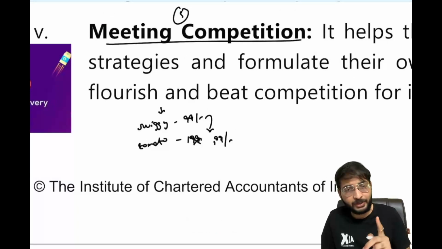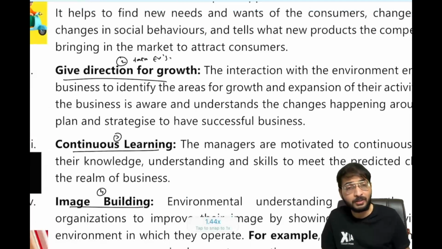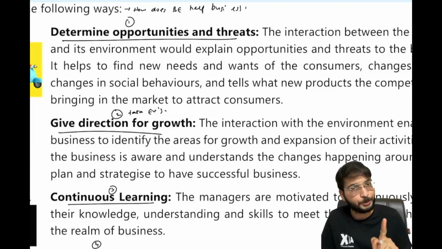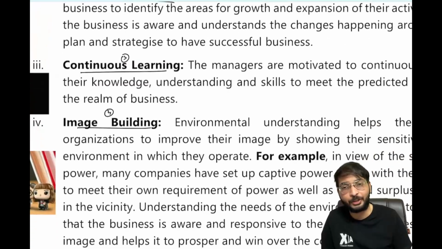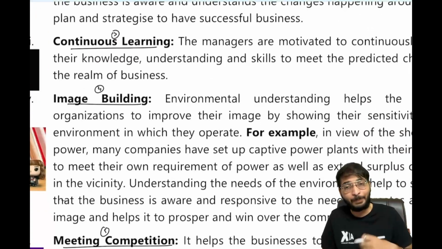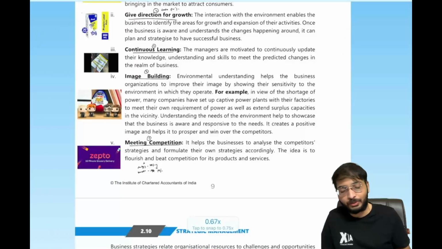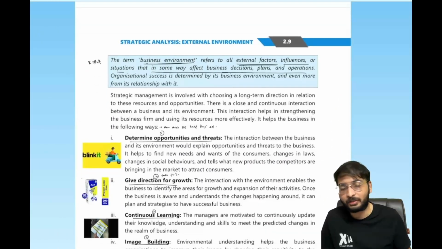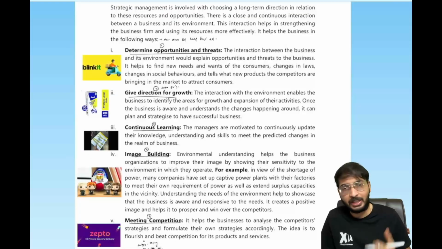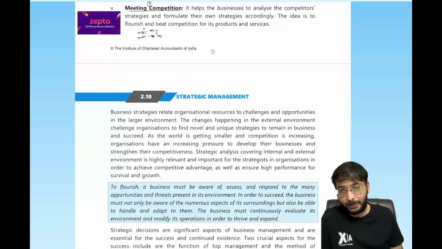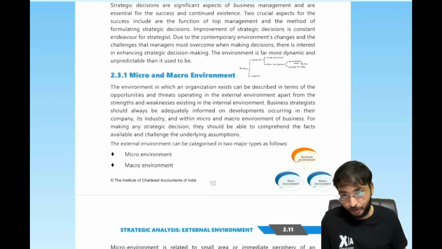One of the important questions: what is a business environment? It's all about external factors which influence your business decisions, right? And how does the business environment help? Number one, it determines the opportunities and threats. Number two, it gives direction to growth. Number three, it helps in continuous learning. Number four, it helps in image building. Number five, it helps in meeting the competition. These are the important keywords, the side headings you have to remember when they ask what is a business environment and how does it help a business to grow.